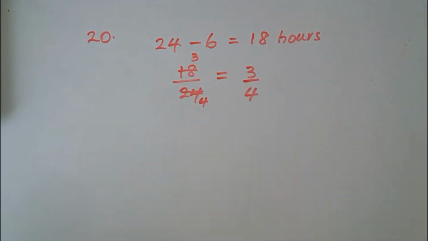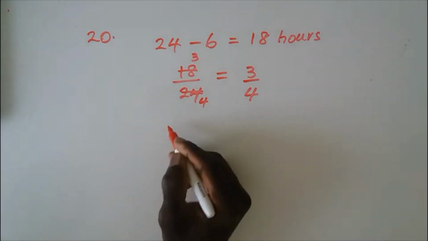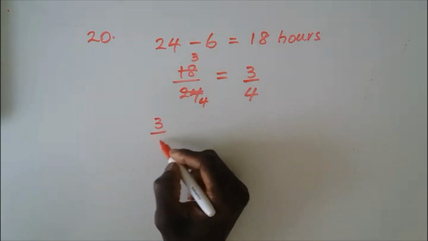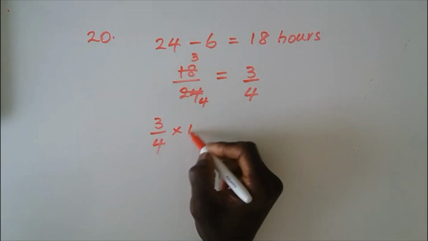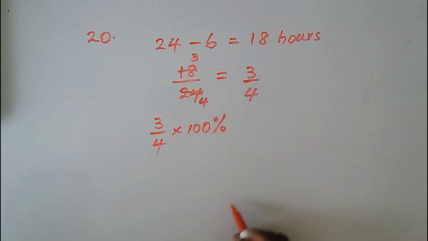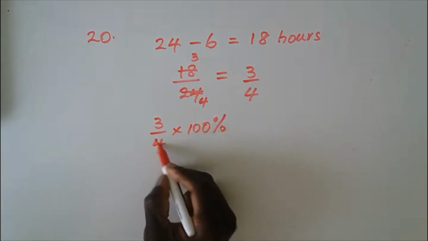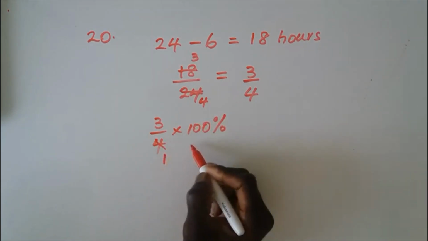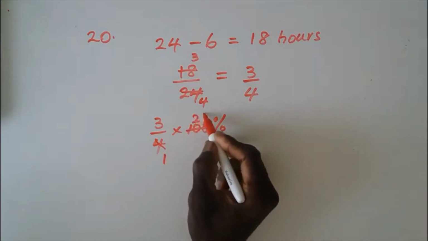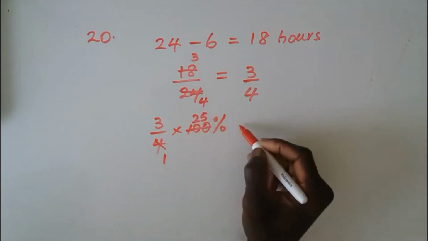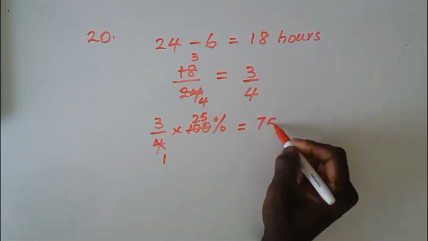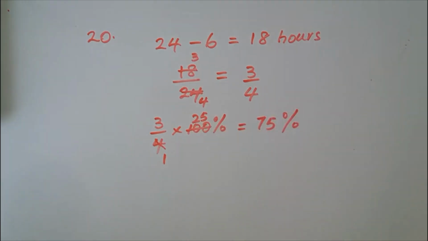And now we need to convert this fraction to a percentage. As before, to convert a fraction to a percentage, we multiply by 100%. We'll divide in this direction. 4 into 4 is 1, and 4 into 100 is 25. 25 threes are 75. So Madeline is awake for 75% of the day.